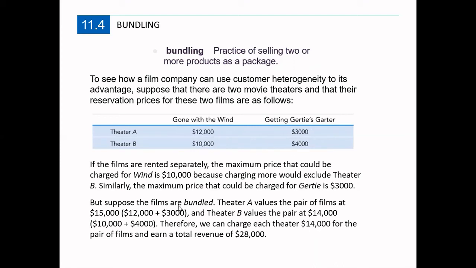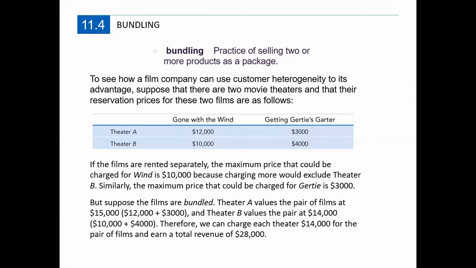But suppose the films are bundled. What do you mean by bundled? They are together. So if they are bundled for theater A, 12 plus 3, it will be 15. And for theater B, they're going to receive 14,000. So this is the return. Therefore, we can charge each theater 14,000 for each pair of films and earn 28,000. So it is better for me to bundle than selling it alone.